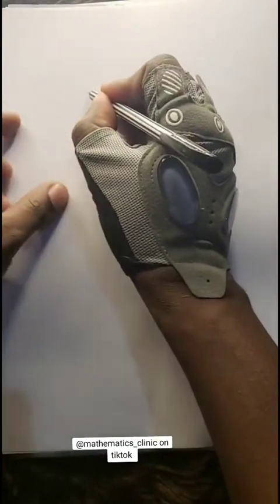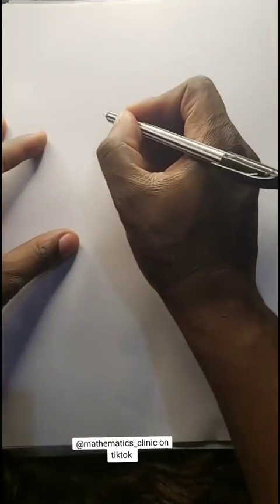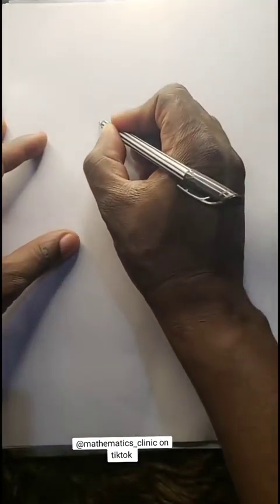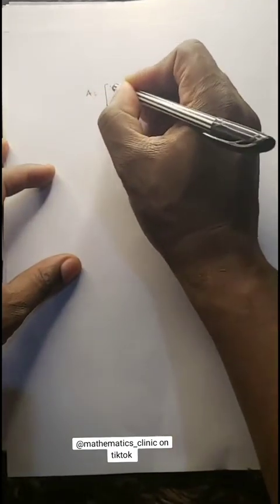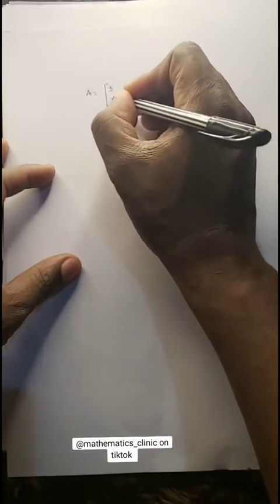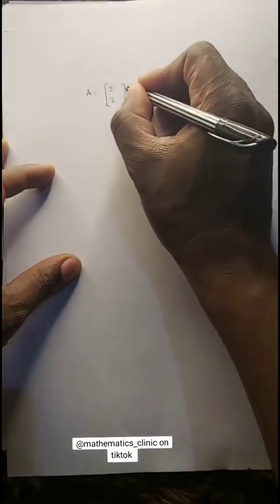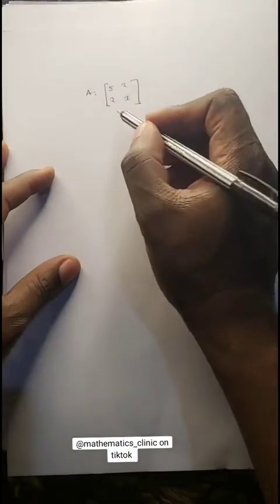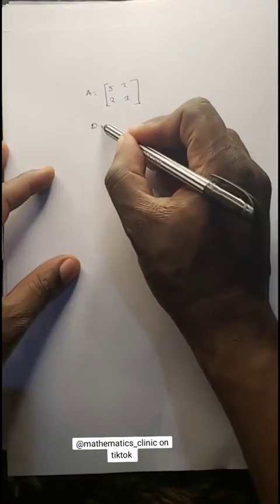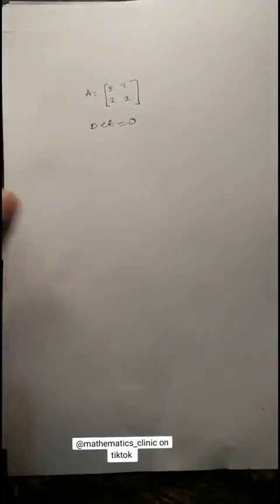So for us to find the value of x, let me remove this. We'll say A is equal to 5, 2, 2, x. So in order for us to find the value of x, that means our determinant is equal to 0.